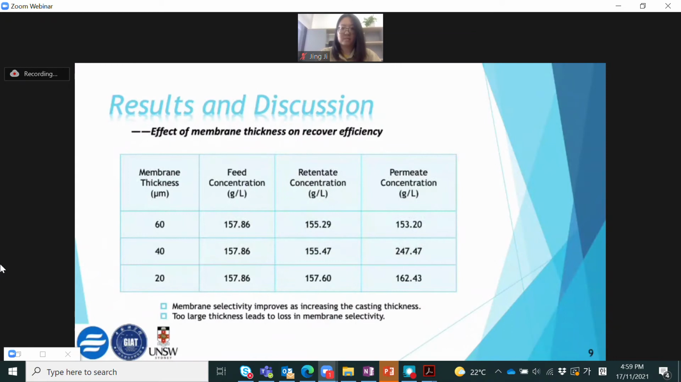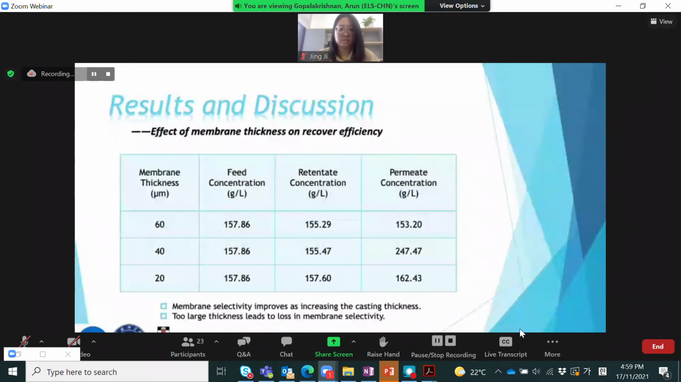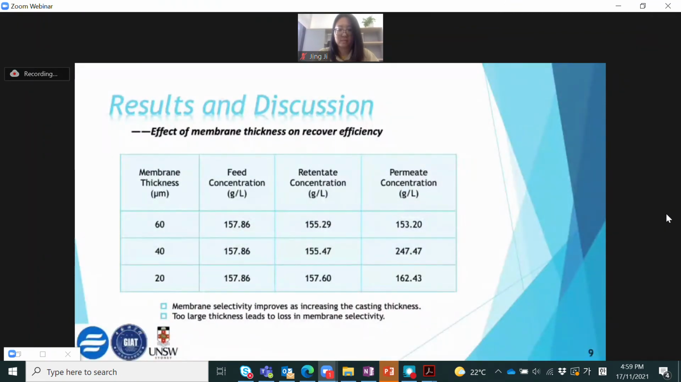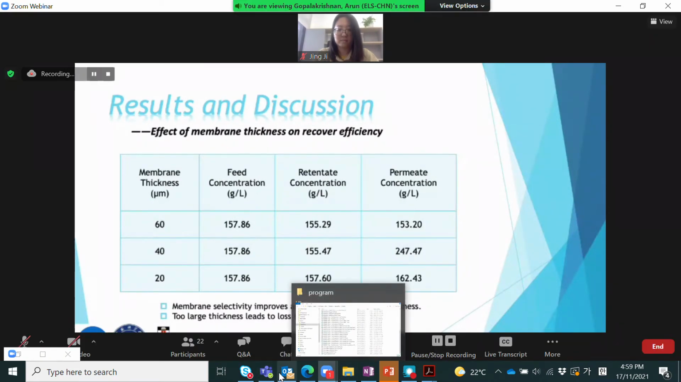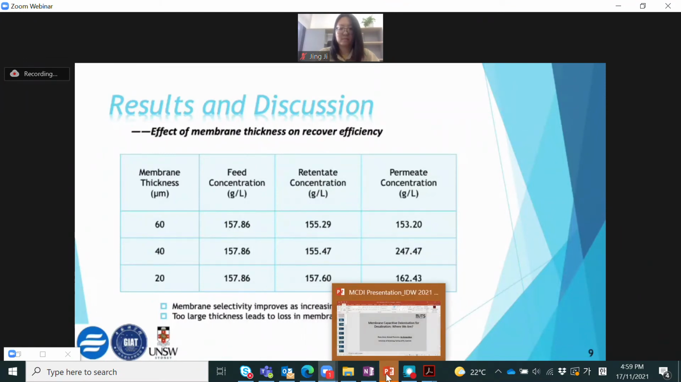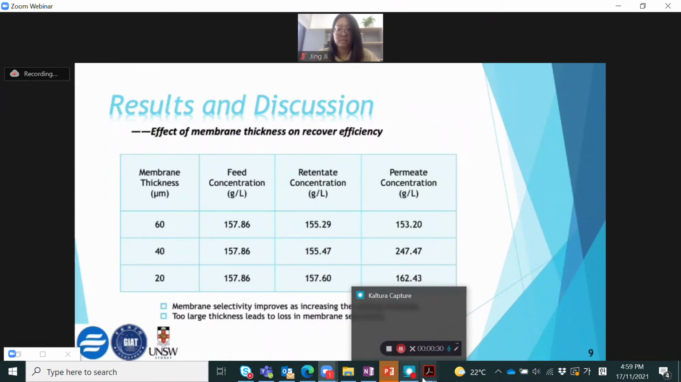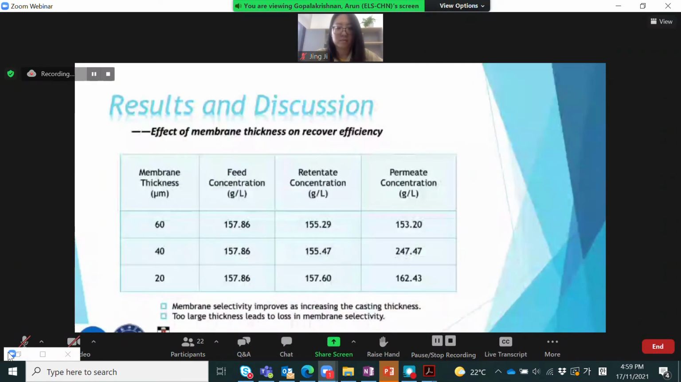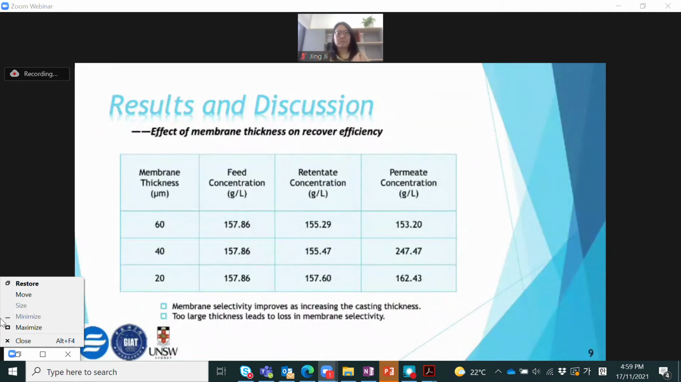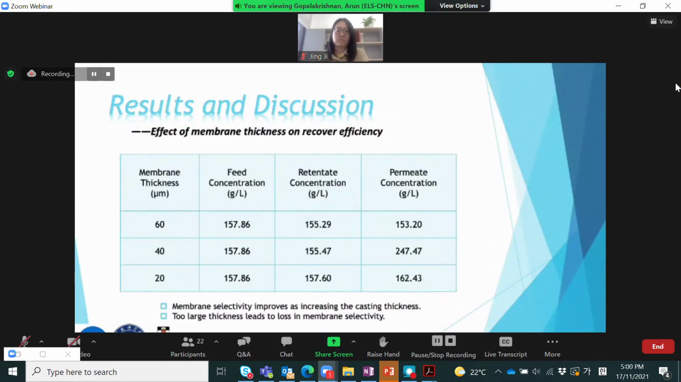Apart from the PDMS concentration, we also investigated the effect of casting thickness on the ethanol recovery for different membranes. As shown in this table, if we compare the ethanol concentration change of the 20 micron thick and 40 micron thick membranes, it could be found that the membrane with larger thickness shows better ethanol selectivity, and this is probably due to the increased membrane resistance for water molecules to diffuse through the membrane, especially the coating layer.